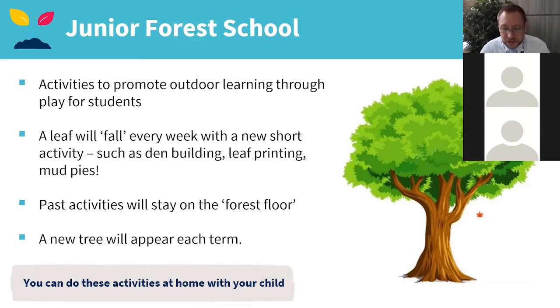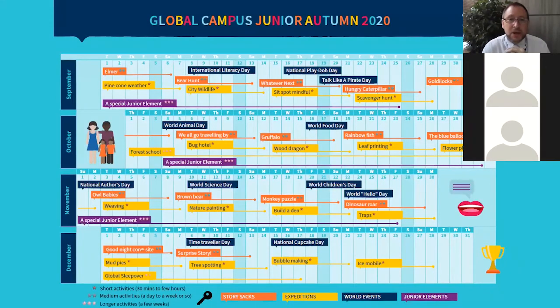So if we look at the Global Campus Junior calendar for autumn, you can see there that there are a huge number of activities available for the students. The three main areas that you can see there are the elements in purple, the story stacks in orange, and the expeditions, which are the forest school activities, in yellow.